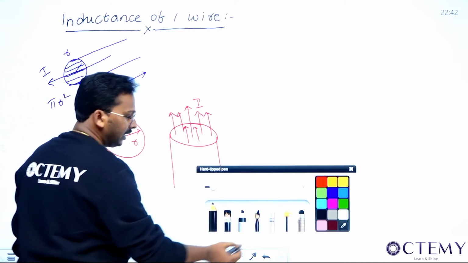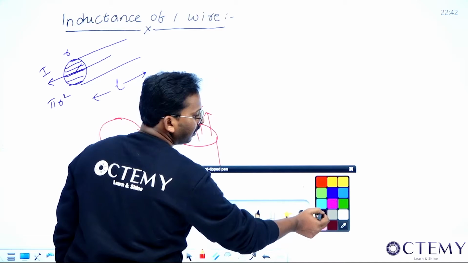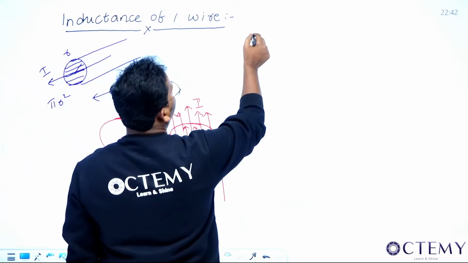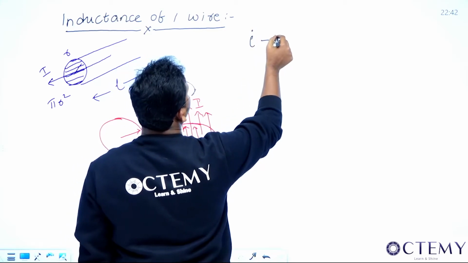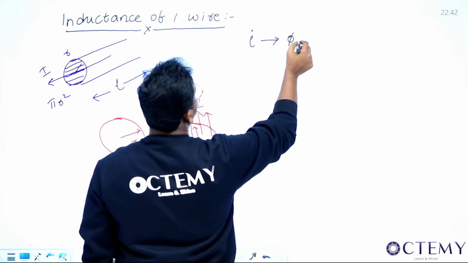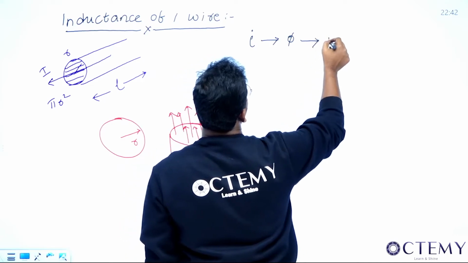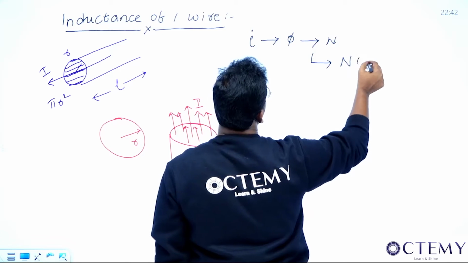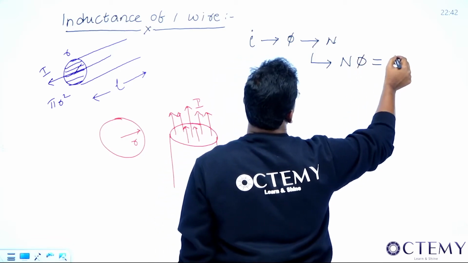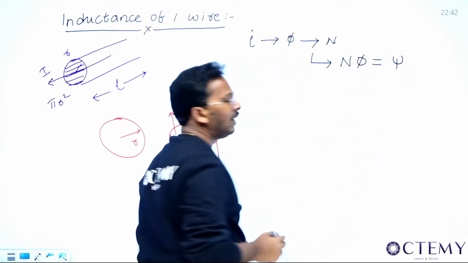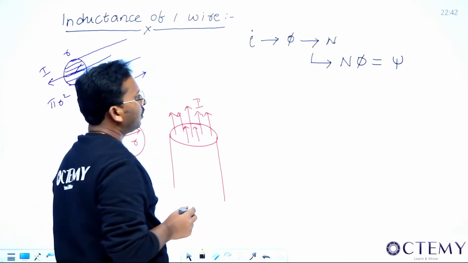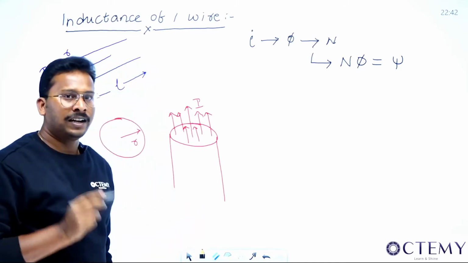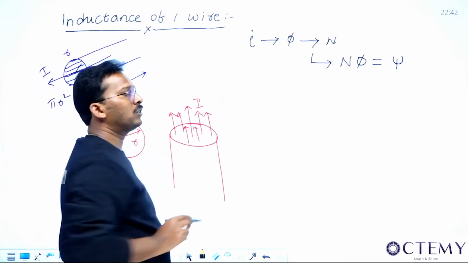Now, if there is current, what will be there, sir? If there is current, there will be flux. So if you have I, then I will get you phi, and if there is n number of turns, then you will get n phi, that is basically flux linkage psi, or if you take the RMS value, lambda, right? Now see, I have to find the inductance, so I have to find the flux linkage and divide it with the current, so I'll get the inductance.